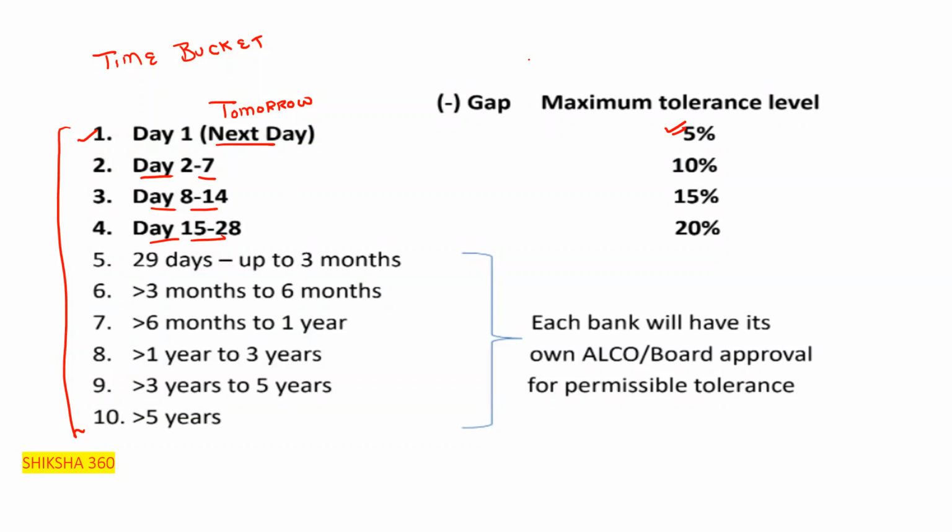Suppose our maturing assets are rupees 200 crore and maturing liabilities are rupees 190 crore. What is the difference between both of them? What is the gap? The gap between both of them is rupees 10 crore. So the maximum tolerance level here is 5%. Does that come under the limit or not?